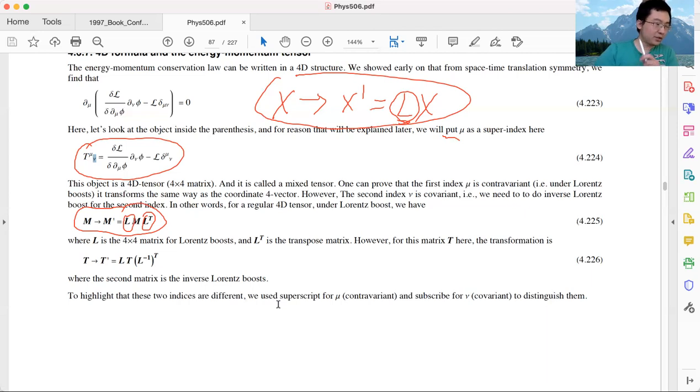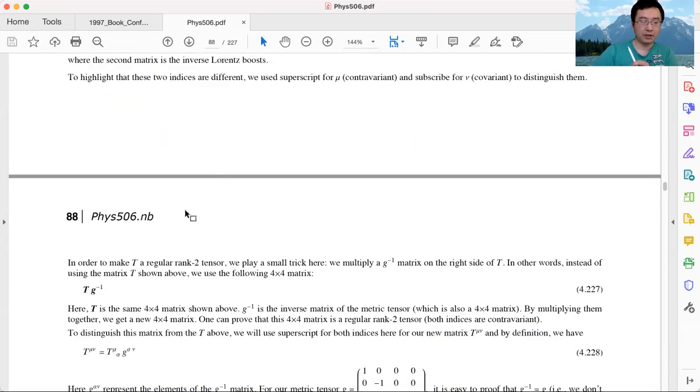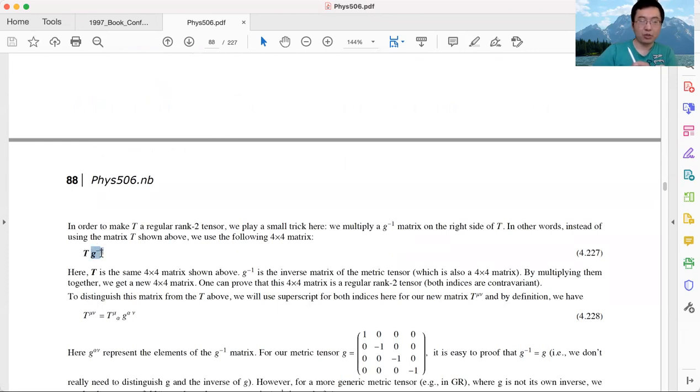Because this guy is not quite a tensor, we need a trick to make it a rank 2 tensor. It turns out that can be done quite easily by multiplying this T matrix with the inverse of the matrix tensor. T is a 4 by 4 matrix, and the matrix tensor is also a 4 by 4 matrix. We take the matrix tensor and its inverse, and multiply T and G together, T on the left-hand side, G on the right-hand side. When we multiply two 4 by 4 matrices together, we still get a 4 by 4 matrix. And I want to argue that that 4 by 4 matrix is a regular tensor.